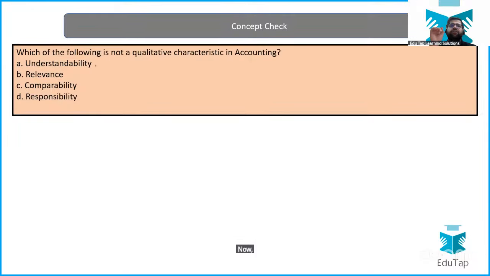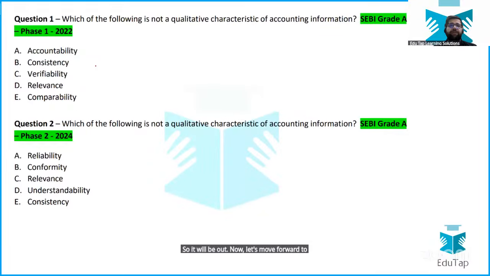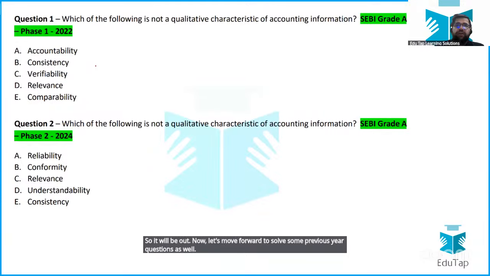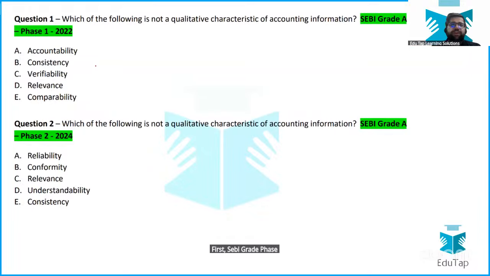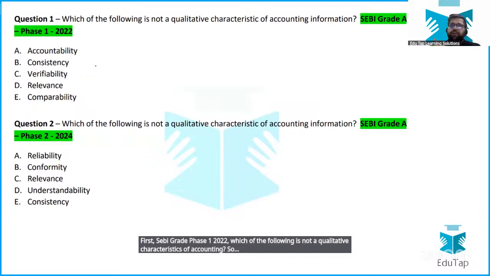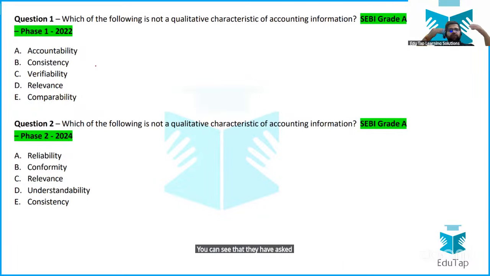Now, which of the following is not a qualitative characteristic of accounting? You have understandability, relevance, and responsibility is the odd one, so it will be out. Now let's move forward to solve some previous year questions as well. First, SEBI Grade A Phase 1, 2022: which of the following is not a qualitative characteristic of accounting? They asked this question in Phase 2 also in 2024. I'm quite surprised that they are asking this easy question in Phase 2.